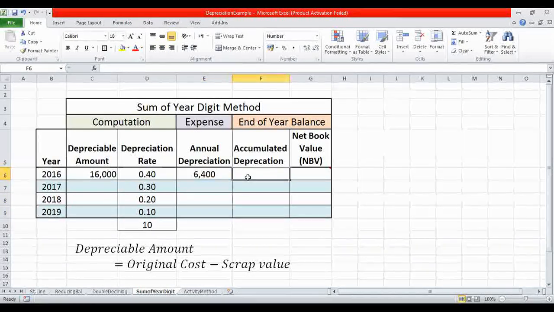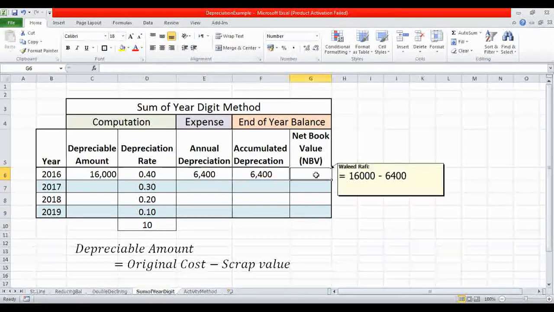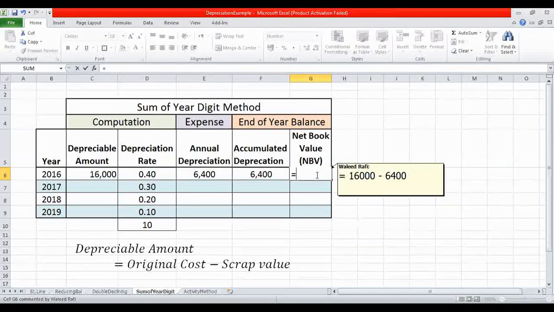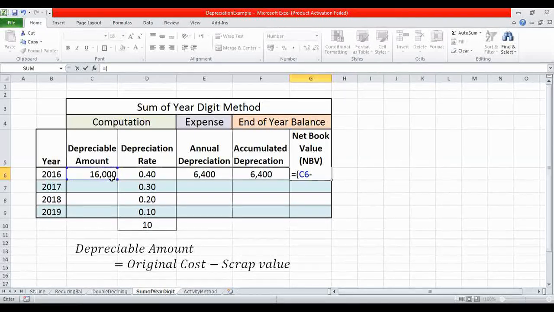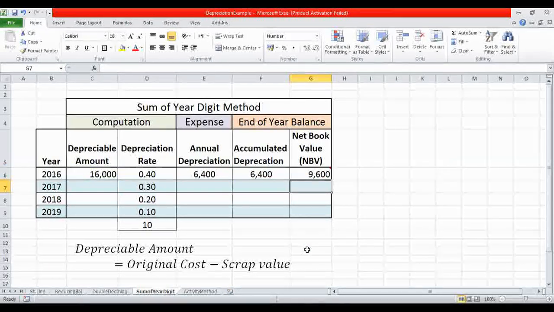Next, accumulated depreciation. Because there is no value before it, it will be the same amount. Then we need to calculate the net book value. So the net book value is 16,000 minus the accumulated depreciation. So let's write 16,000 minus the accumulated depreciation. It gives us 9,600.